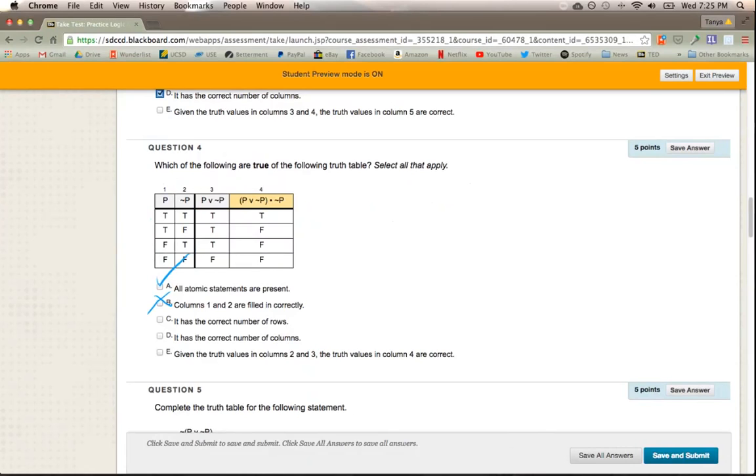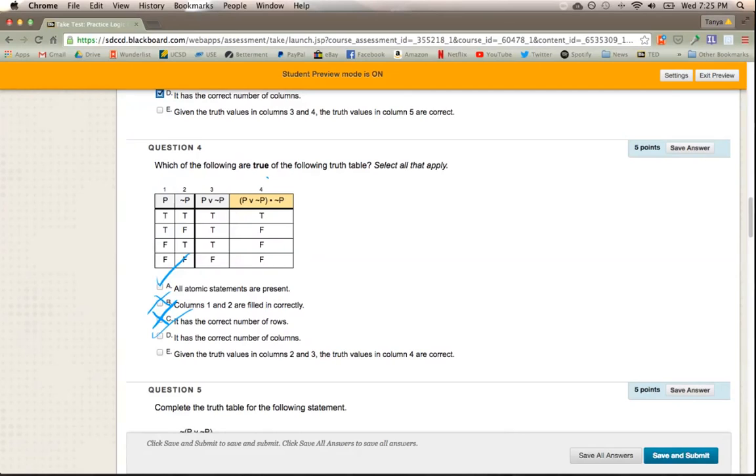Does it have the correct number of rows? No. There's only 1 atomic statement. Therefore, there are only 2 possible truth values it could have. It's either true or it's false. Does it have the correct number of columns? We went through that. Yes, it does. Now, given the truth values in columns 2 and 3, is 4 correct? So let's look at 4.